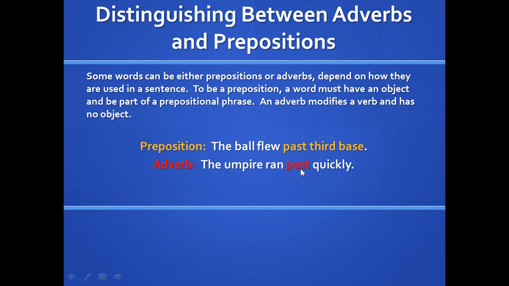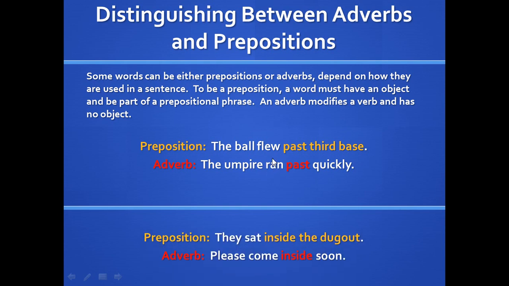We can also use past as an adverb. How? The umpire ran past quickly. Past here means beyond. He was running very fast, even more than quickly. So past here is an adverb because it's describing his way of running, describing the action or the verb in the sentence.